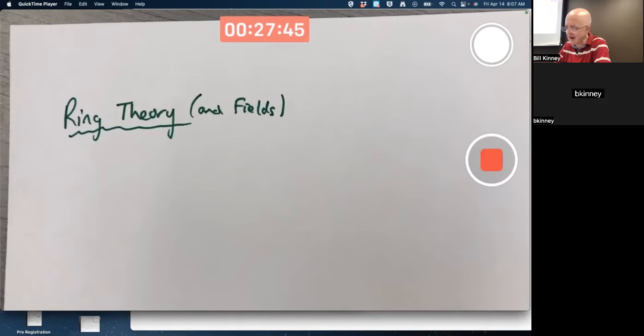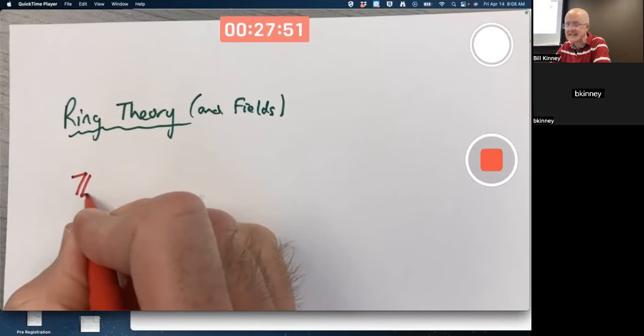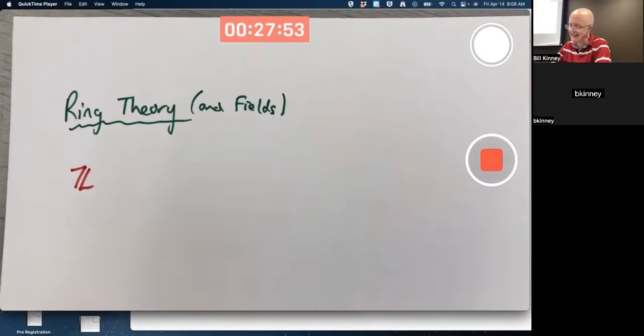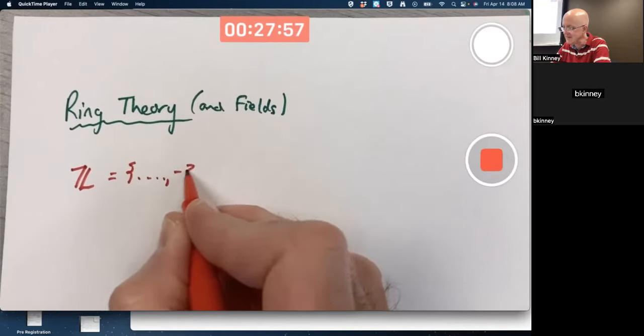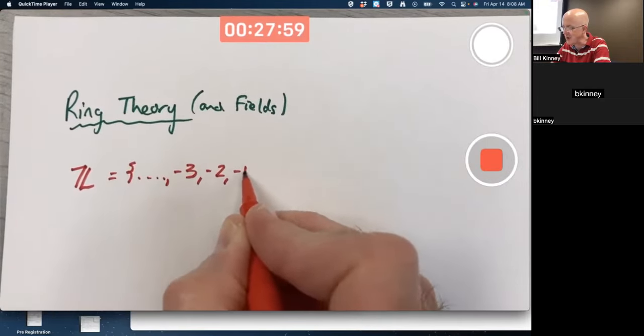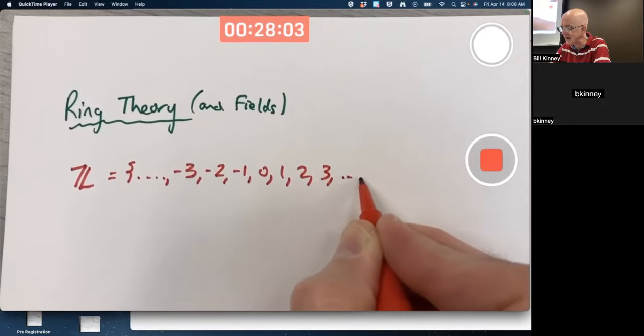So what do we want to think about here? We want to think about examples. Then let's start with a fairly simple example. Our old friend Z, the integers. We already know that the integers form an abelian group under addition. We already know that.